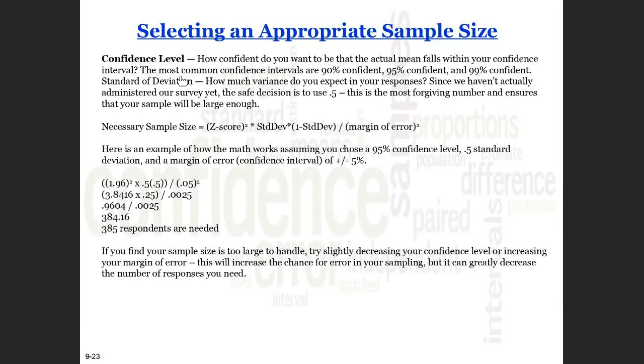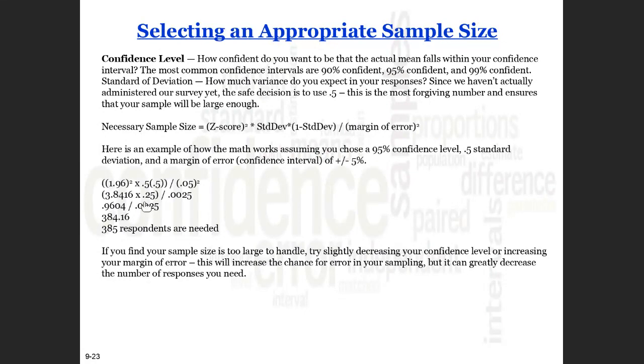And we talked about the standard deviation. So the necessary sample size equals the z-score squared times the standard deviation times 1 minus the standard deviation, divided by the margin of error squared. So here is an example of how the math works, assuming you choose a 95% confidence level, 0.5 standard deviation, and a margin of error of plus or minus 5%.